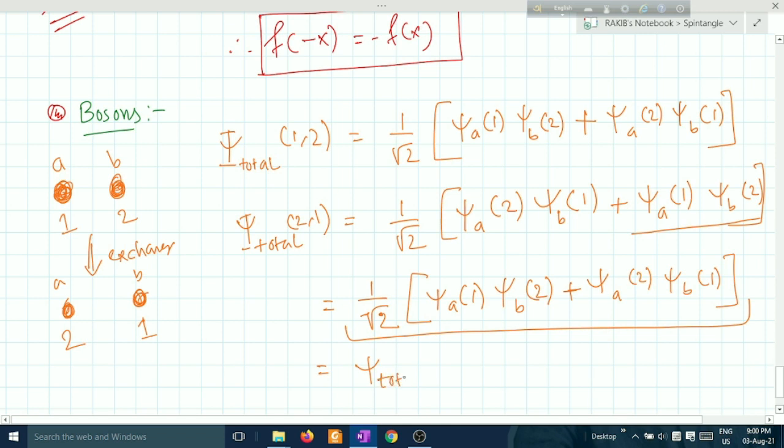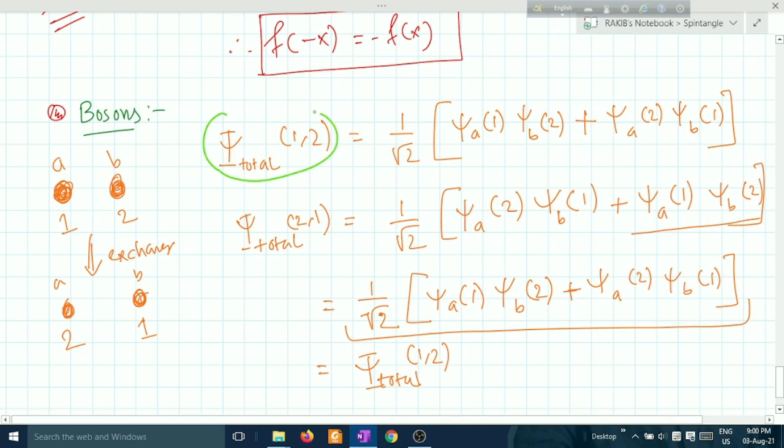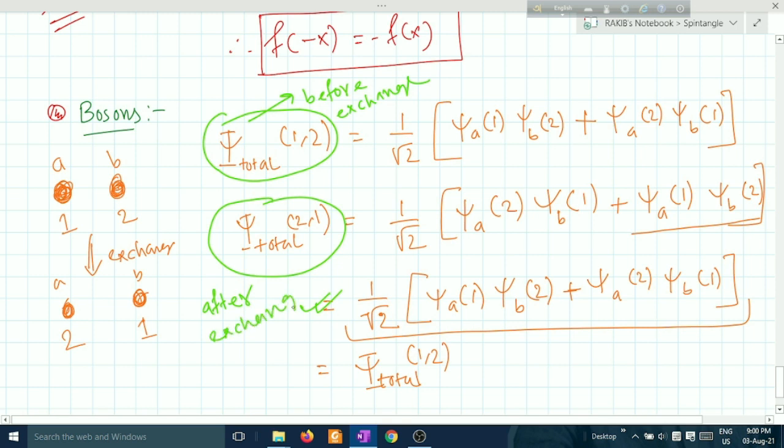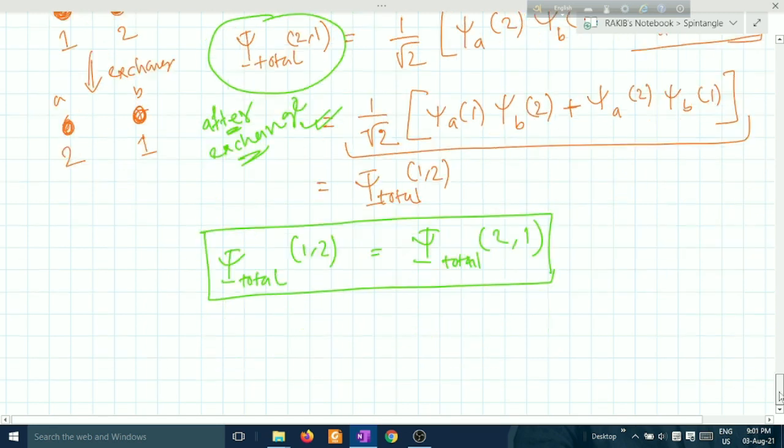This is our psi total in case of 1 2, before exchange. And this is in the case of after exchange. Look at this closely: psi total 1 comma 2 becomes psi total 2 comma 1. This is quite significant: under exchanging the particles, the wave function does not change. This is an important property of bosons.